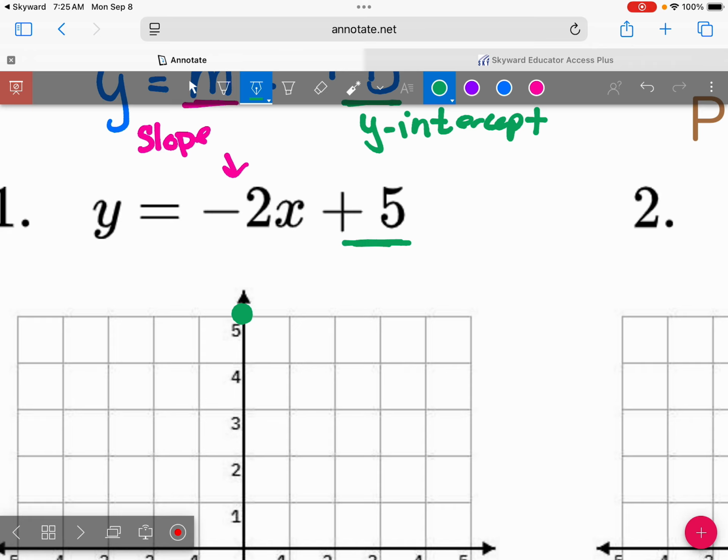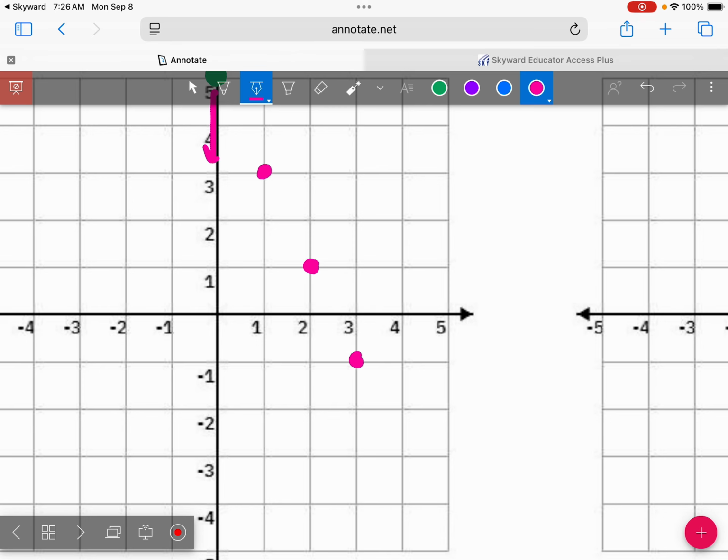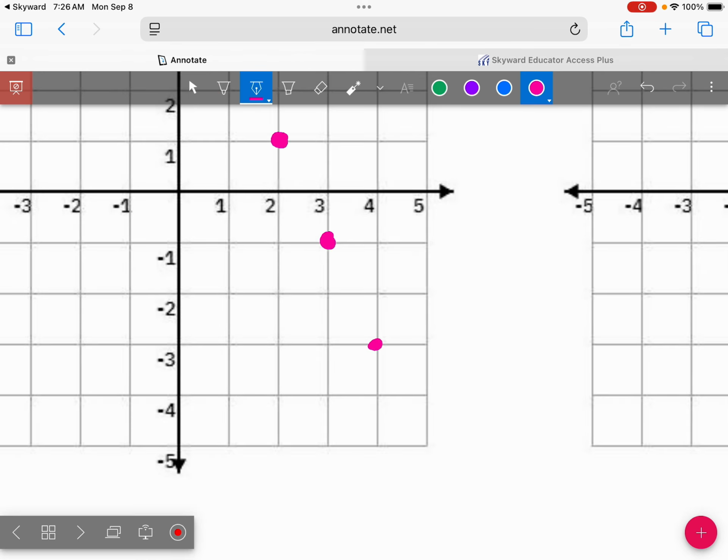How do I move with a slope of negative 2? Because that's what our slope is here. How do we move with a slope of negative 2? Super close. Not left 2. Down 2, right 1. We're going to go down 2, right 1. Down 2, right 1. The more points we put, the easier it is to connect them up.